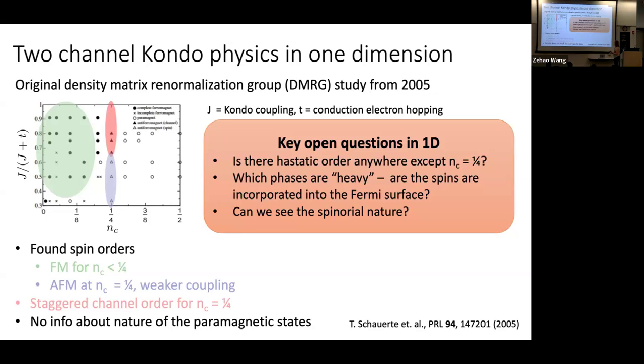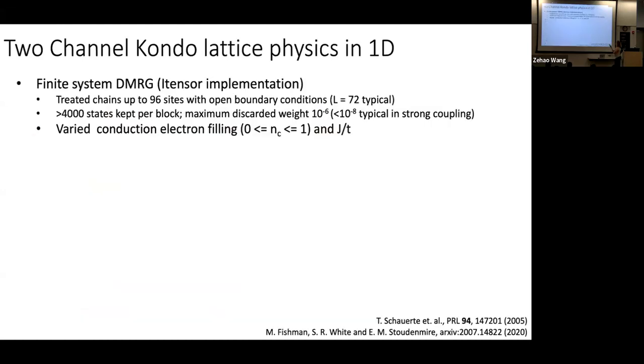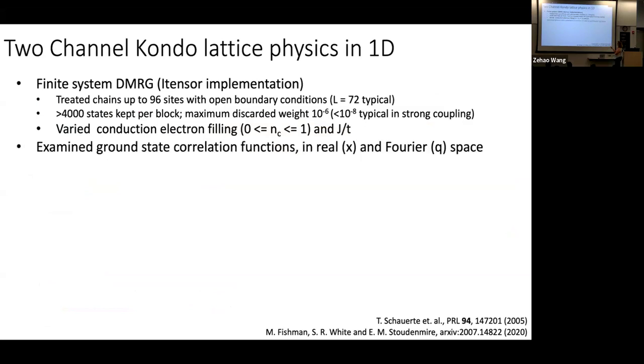But there's been a lot of progress in DMRG studies of Kondo lattices, and with iTensor, it's very accessible for people who don't necessarily do DMRG normally to start doing it. So we wanted to look at, is it really static order only at quarter filling? Can we see what phases are heavy, which had not been looked at yet for this two-channel Kondo lattice, and can we see the spinorial nature?